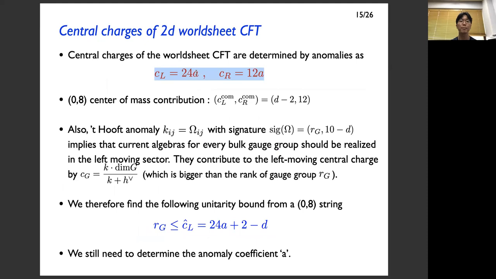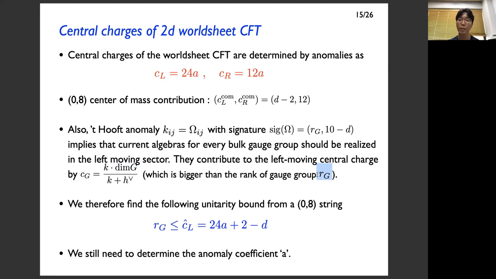And again, this result involves the center-of-mass contribution, and you can easily compute it. It's given by this vector, and we have to subtract this contribution from this central charge to get the central charge for the interacting CFT. And the 't Hooft anomaly is again very important. It's given by omega with a signature like this. And the important thing is this positive signature. The number of positive signatures is given by r. And it basically implies that the worldsheet CFT should host a current algebra for every bulk gauge symmetry. And it should be realized in the left-moving sector. Again, this current algebra will contribute to the left-moving central charge by this vector, which is always bigger than or equal to the rank of the gauge group.